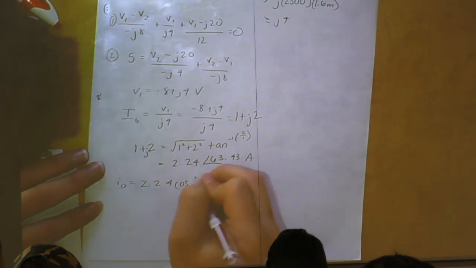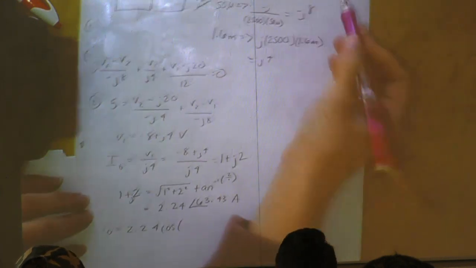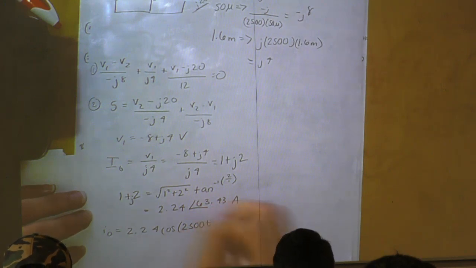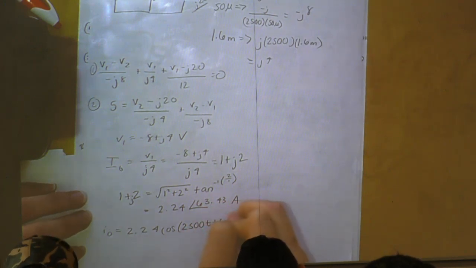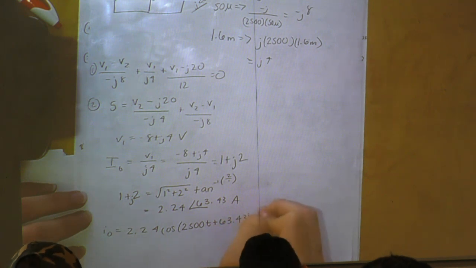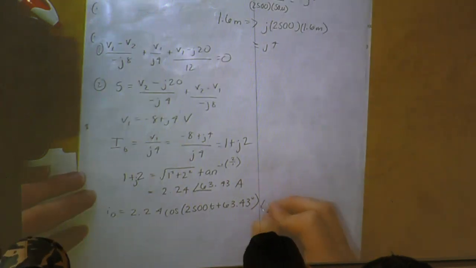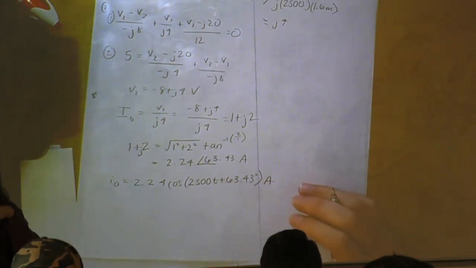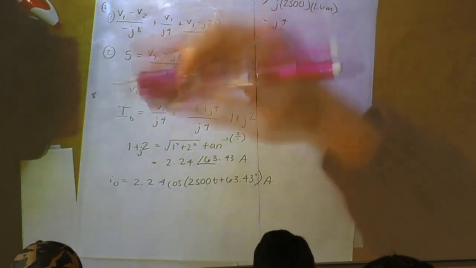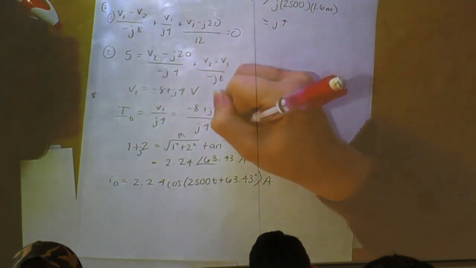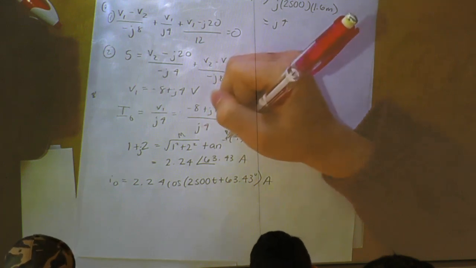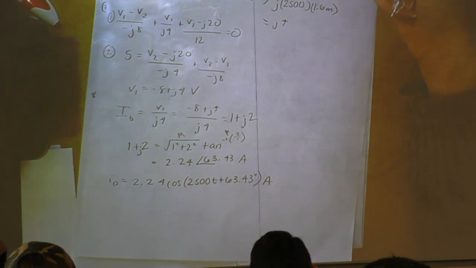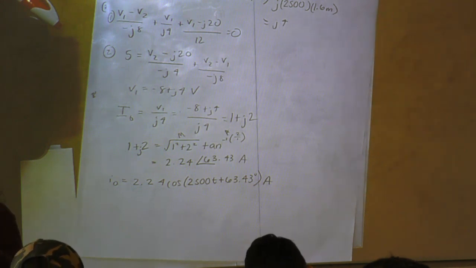Cosine, our frequency was 2500, and our angle, amps. Does anyone have questions about how I transformed that? Brought it back. This is the magnitude, and this is your angle. Yeah, good.